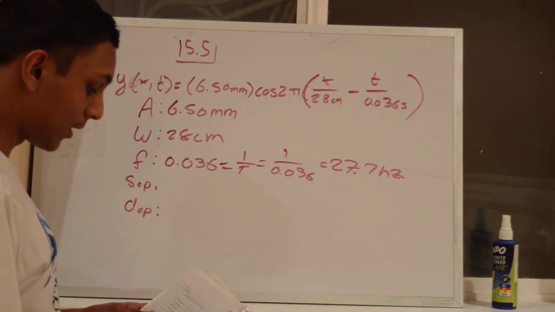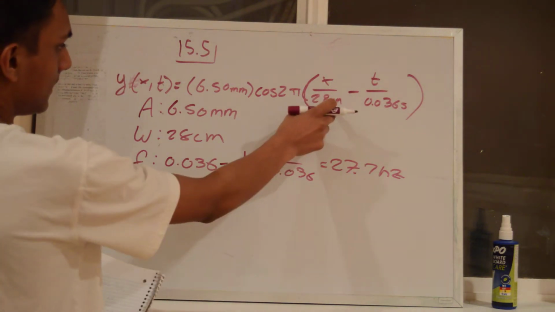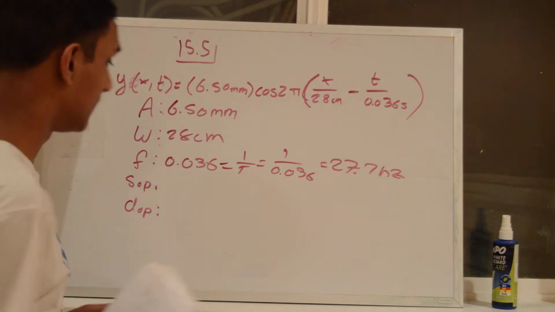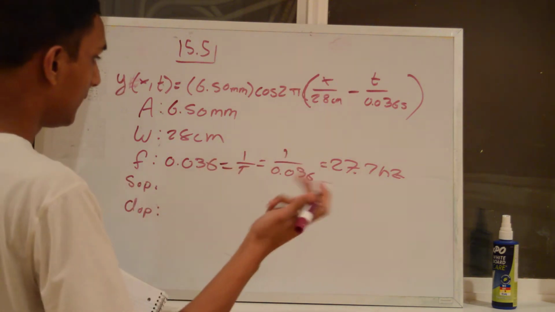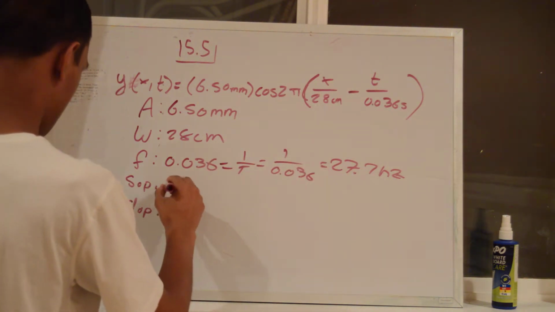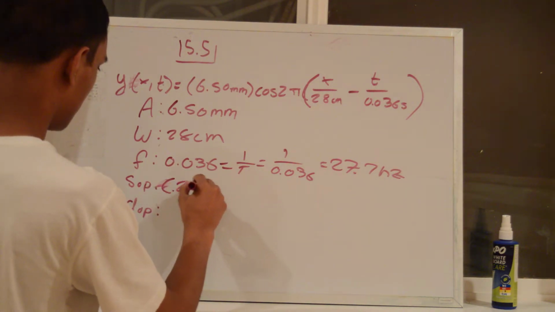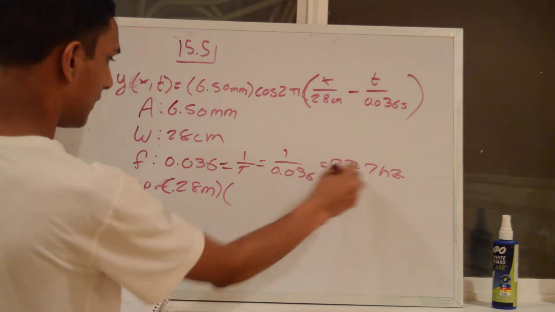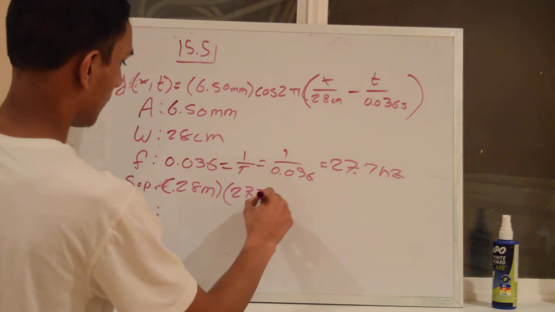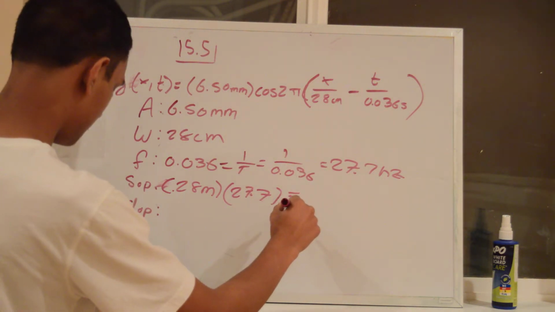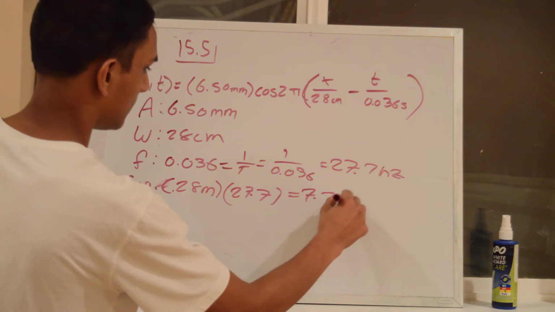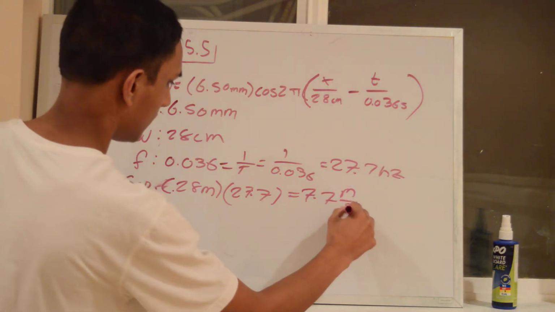So anyway, the speed of propagation is just simply the distance multiplied by the frequency. And so 28 centimeters is the same thing as 0.28 meters multiplied by our frequency, 27.7, gives us a speed of roughly 7.7 meters per second.